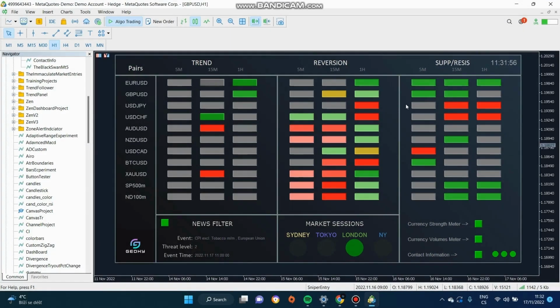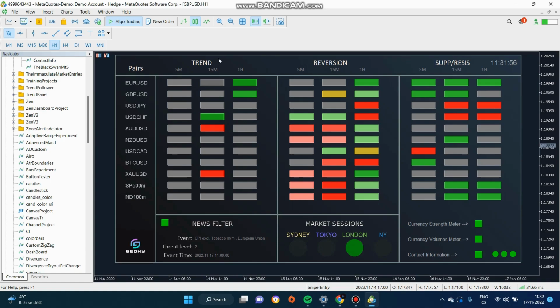This is what you are going to see after you load the indicator, and your main focus is going to be on these indicators right here, and those are the trend indicator, reversion indicator, and support and resistance indicator. We'll start with the trend indicator.